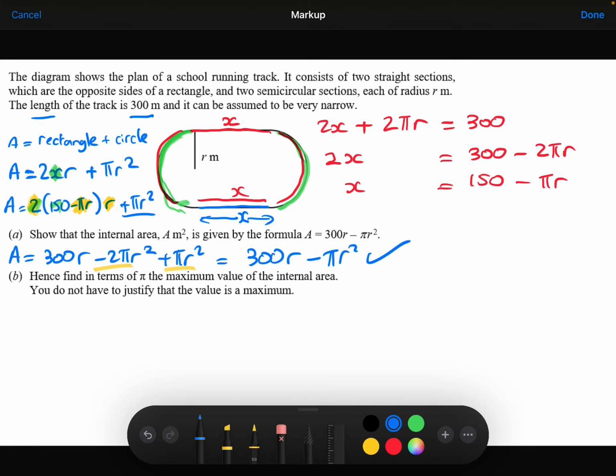In part B, it says hence, so using what we just did, find in terms of pi the maximum value of the internal area. We do not have to justify that the value is a maximum. Right, I'm just going to clear my screen to get a bit of space here. So press pause if you've not got this copied down yet.